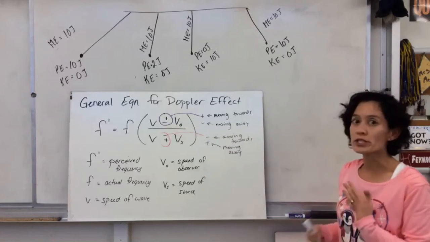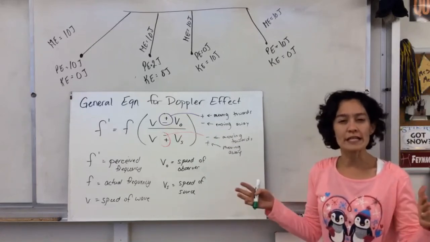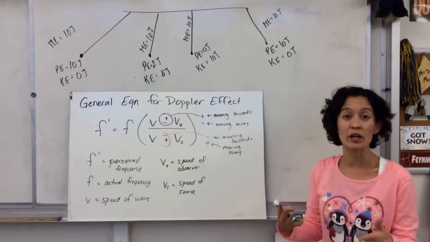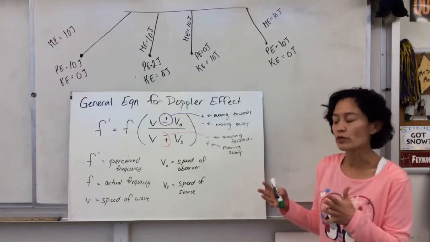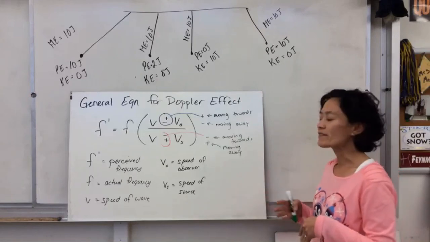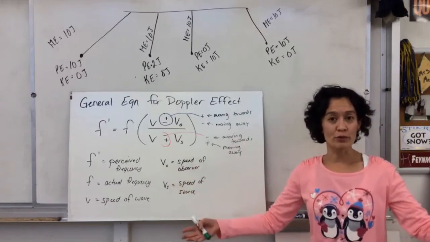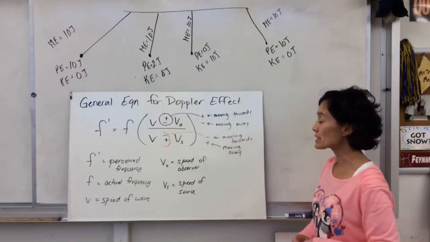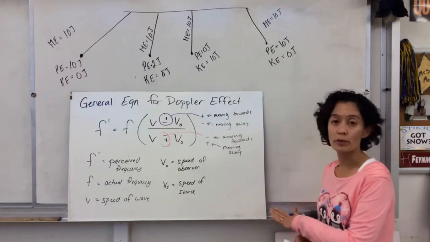But if you remember conceptually that if the distance is getting smaller, then we should hear a perceived frequency of a higher pitch, or we should have an increase in frequency if it's a light wave. And if that distance is getting bigger, then that perceived frequency should be lower. Okay, I should have a lower frequency value. So when you get back into class, we are going to do some examples of the Doppler effect.